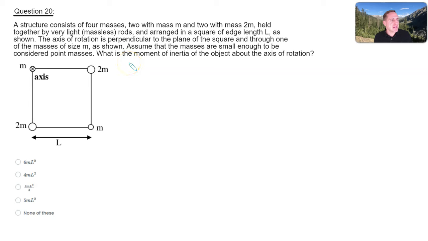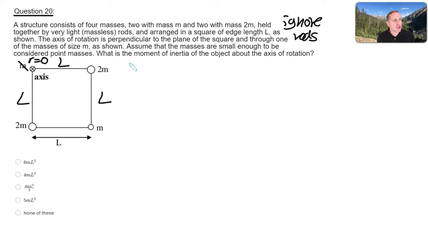This is our axis of rotation over here with this little x. So notice the radius right here is equal to 0. So I'm not even going to worry about this mass in this corner. But we want the moment of inertia about the axis of rotation. Let's assume each of these rods are unimportant. So we're just going to say ignore the rods. We're also told that it's a square and that each of these sides is L.